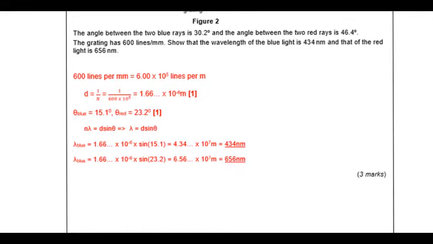You first need to convert it into lines per meter by multiplying by 1,000. And then you need to take the reciprocal of that to find the distance between the slits, which I've done there. The next thing I've done is figure out the angle of each of the fringes to the central maximum by halving the values, and then we're just using the diffraction grating equation with those values to calculate each of the wavelengths there. I just realized down here at the bottom, for some reason I forgot to change it and it still says blue. That's clearly meant to be red down here, but that's how we do that one.